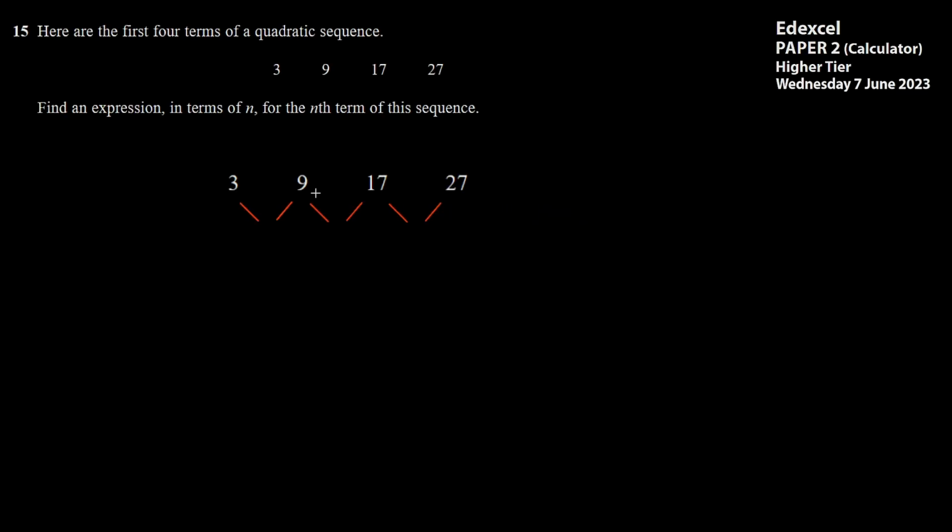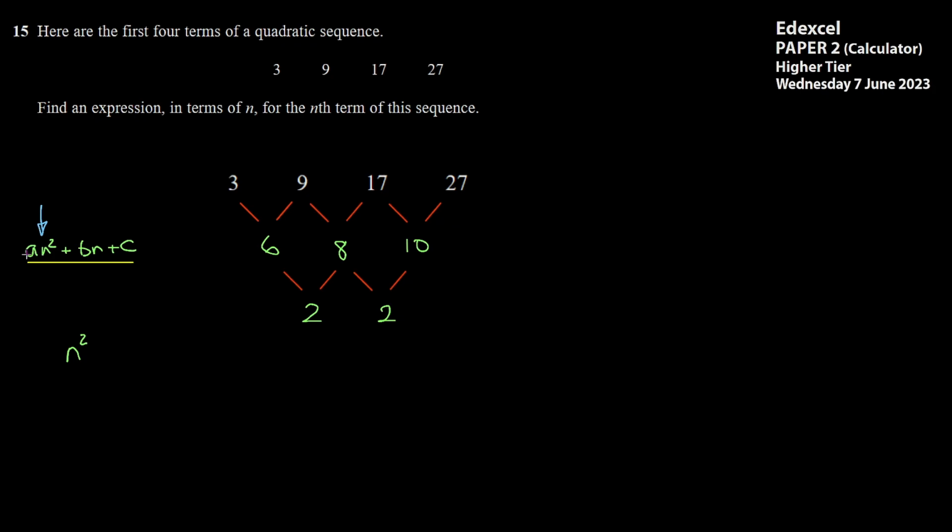Okay, working the first line out, 9 take away 3, 6. 17 take away 9, 8. 27 take away 17, 10. And now the second common difference, well, this is 2 and this is 2. That tells us that n squared must be the quadratic element of the general term for a quadratic, which I've written here. So we know therefore that a must be equal to 1.